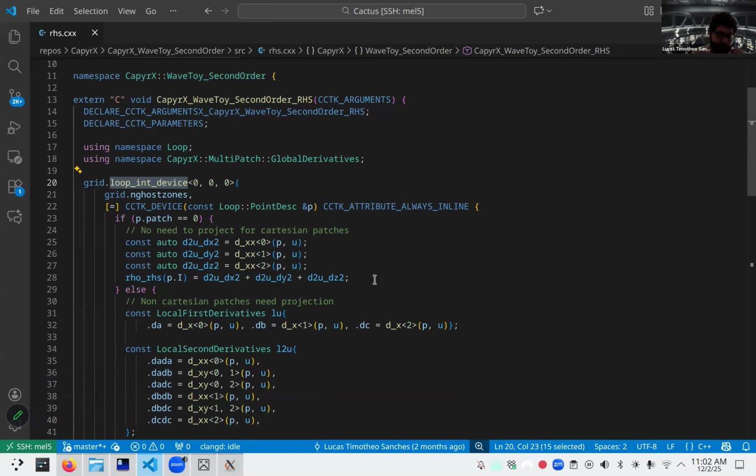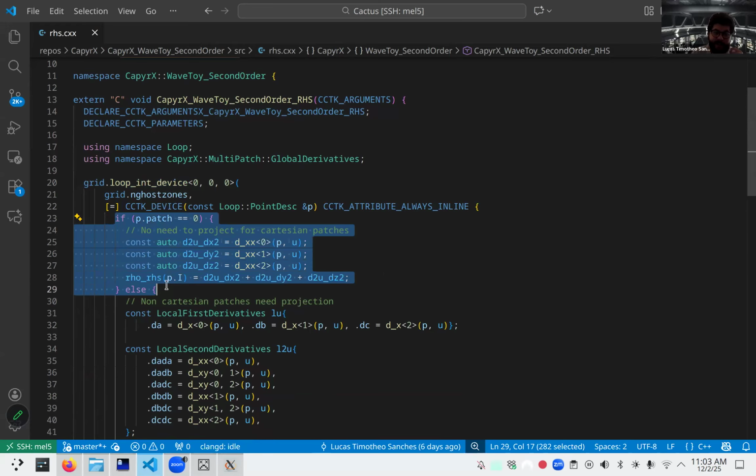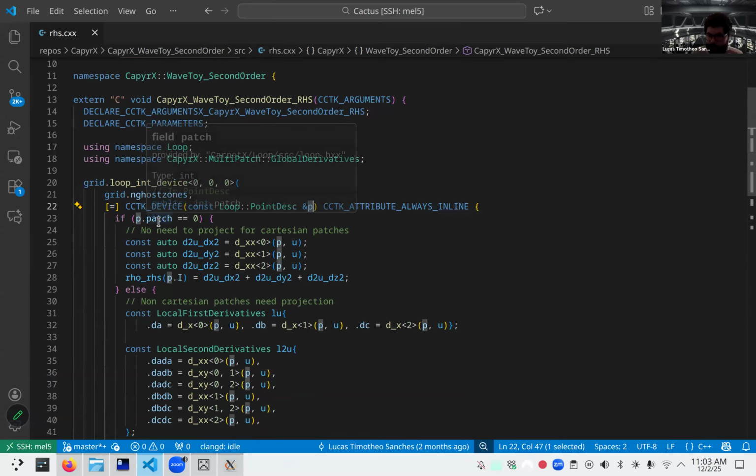So what I am doing here is I'm trying to be clever and cute and doing some sort of optimization. CapyrX gives us the point descriptor, which gives us a lot of information about the points that we're currently looping through, right? And I can tell if I am on a Cartesian patch or not, right? So what I'm saying here is that, okay, if I'm on a Cartesian patch, I just want to do regular finite difference derivatives. This is an x, a y, and a z derivative of the grid function of the scalar wave equation. And then I just combine them here as you would regularly.